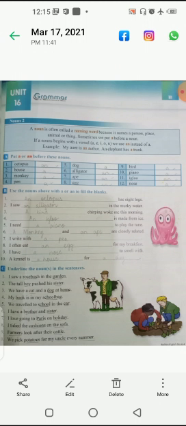Use the nouns. Now come to exercise B. Use the nouns above with a or an to fill the blanks. So we have to use the nouns which are mentioned in exercise A. So we have to write these nouns in exercise B for filling the blanks with a and an. So first is, dash has 8 legs. In the picture you can also see it. It is called an octopus.